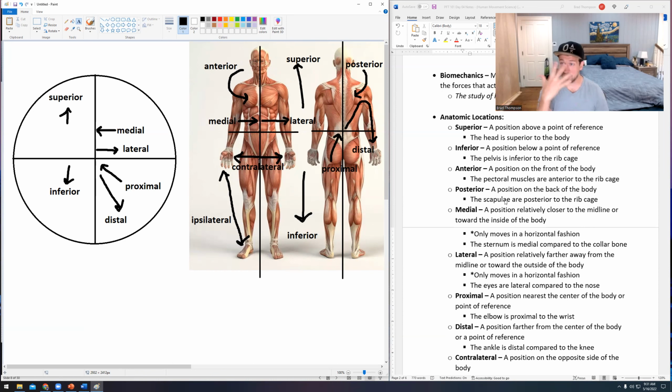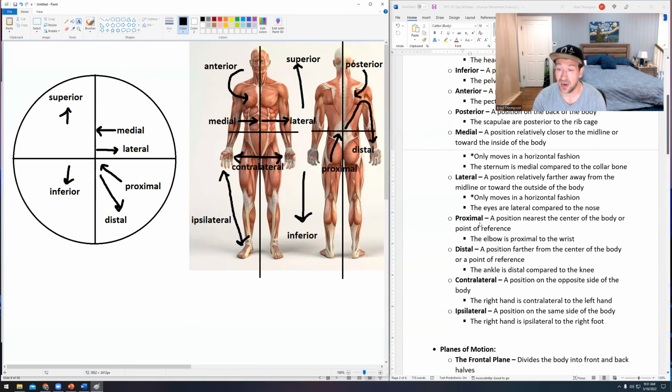Anterior, which is on the front. Posterior, which is on the back. Medial, which is towards the midline. Lateral, which is away from the midline. Proximal, which is nearest the center or nearest whatever it is I'm referencing. Distal, which is further from the center or further from whatever it is I'm referencing.